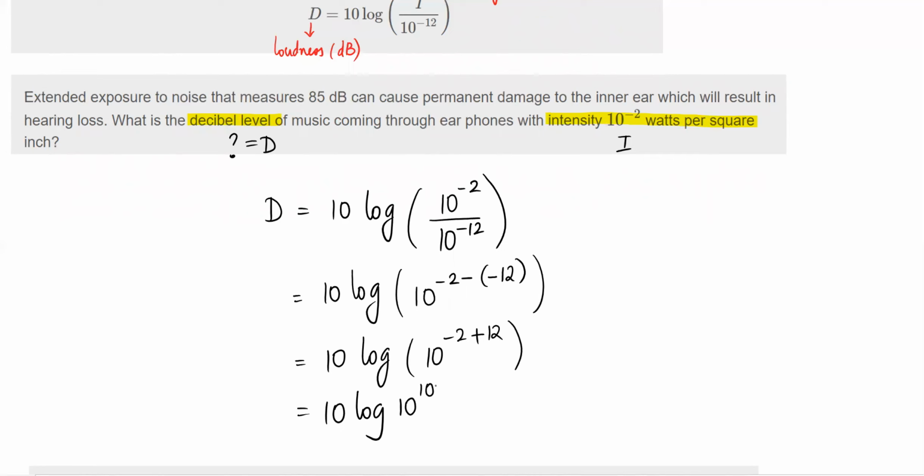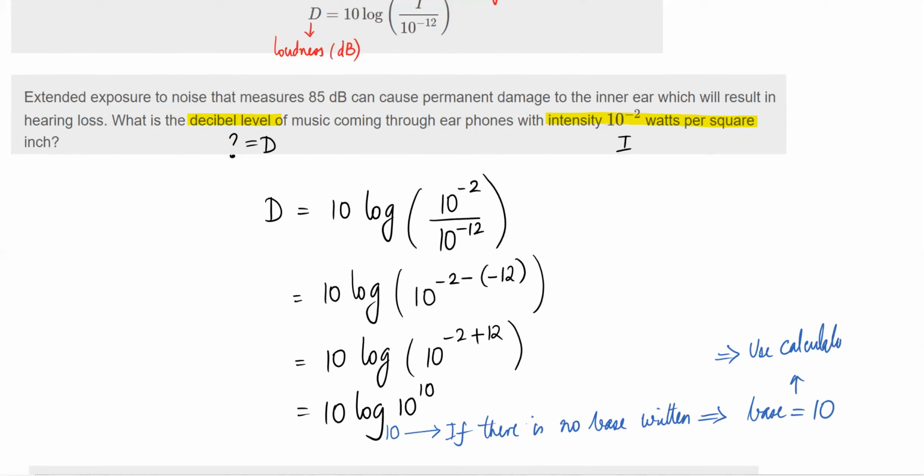Now, as I mentioned before, the calculator is programmed to have logarithm with base 10. If you look at this one, it has no base written. If there is no base written, the base is assumed to be 10. If the base is 10, that means we can use the calculator. So pull out your calculator and locate the log button. It says log on it, L-O-G.